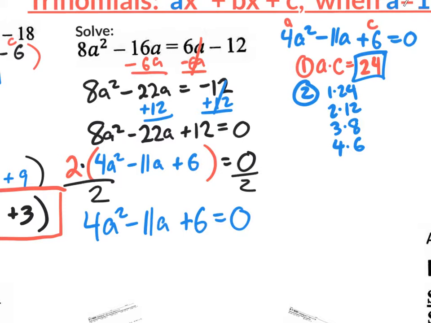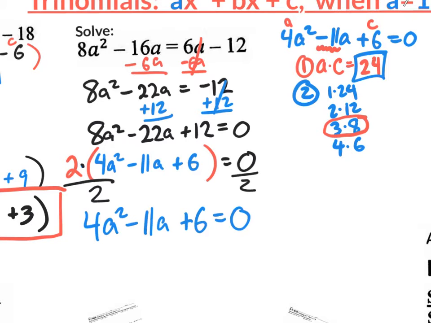Now, which pair of numbers? All you got to do is start adding. 1 and 24 is 25. Is that 25? No, it's 8 and 3. 8 plus 3 is 11, and that's 11, but it's negative. Right. So because we have the right numbers, but we have the wrong sign, because this is actually a negative 11, not a positive 11, all we need to do is change the signs, right?